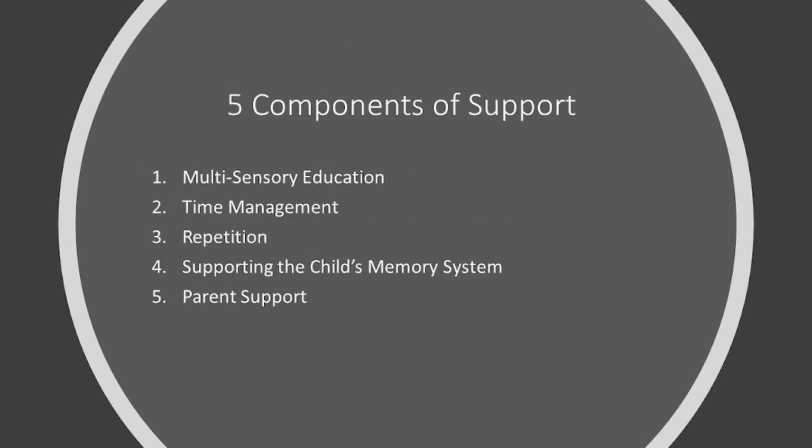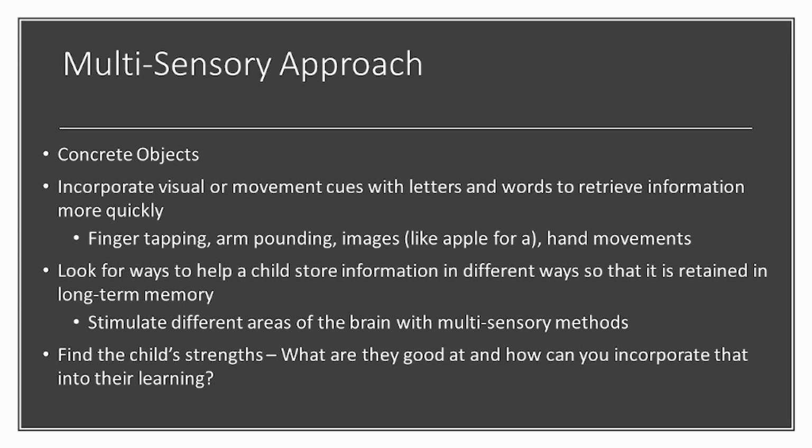So in this video, we're going to show 5 components of support. And the first component is going to be multisensory education. The second component is going to be time management and giving extra time for the child. And then the third one is going to be repetition. The fourth one is going to be about supporting the child's memory system. And then number 5 is how do we support the families. So that first component is multisensory education.